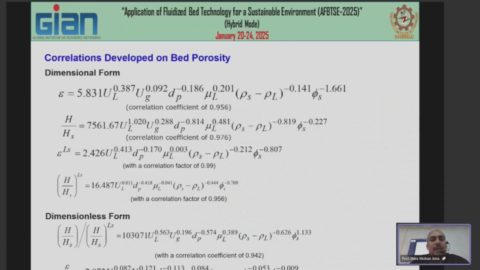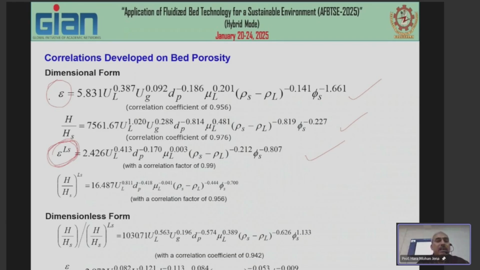Again, correlations are developed for bed porosity in different dimensional forms. These are the different correlations for the bed voidage. This bed voidage epsilon is nothing but the sum of the volume fraction of the gas and the volume fraction of the liquid in the bed. This is the void fraction or bed porosity for the liquid-solid bed only, no gas is there. For that the relation is like this, whereas the gas velocity term is missing here, as you see in this relation. For other correlations, the gas velocity term is there.